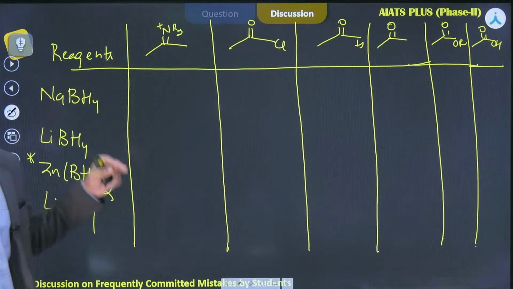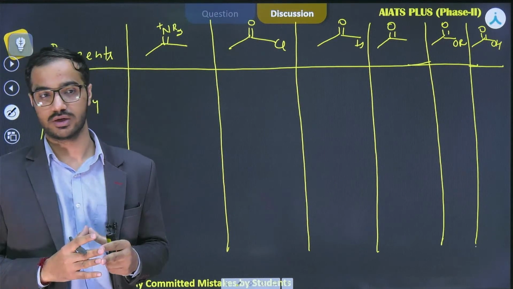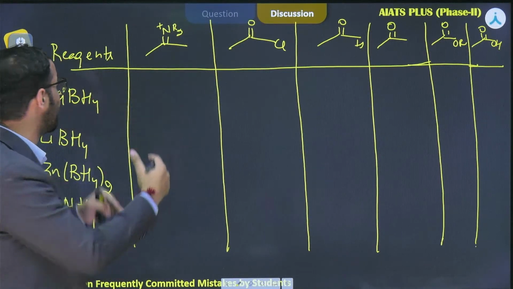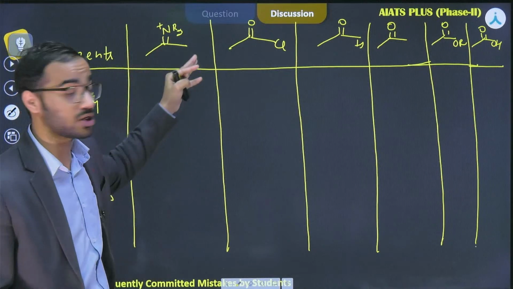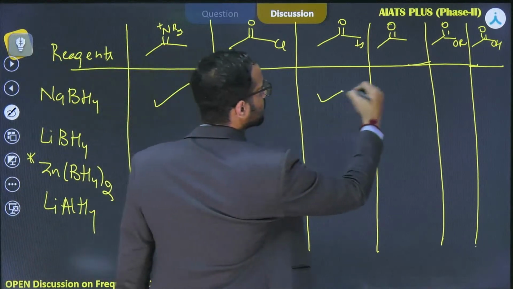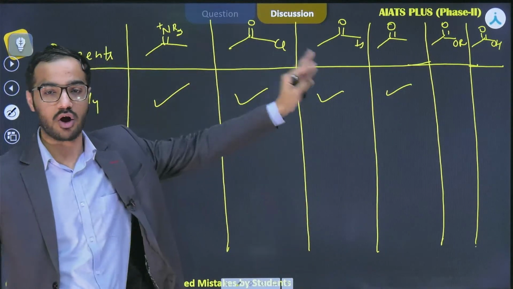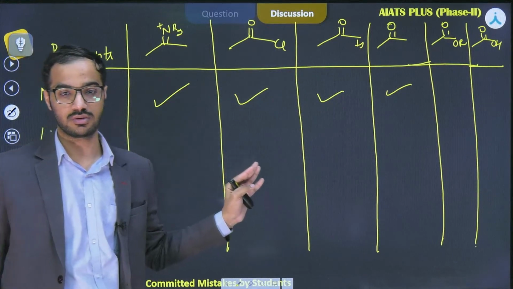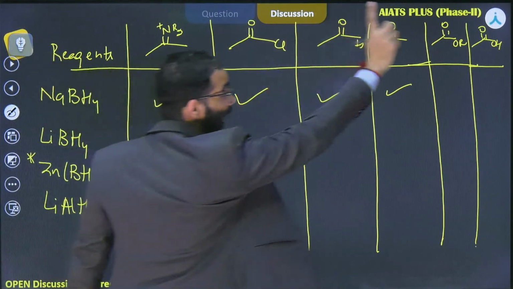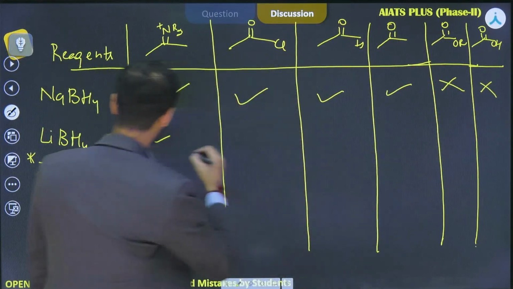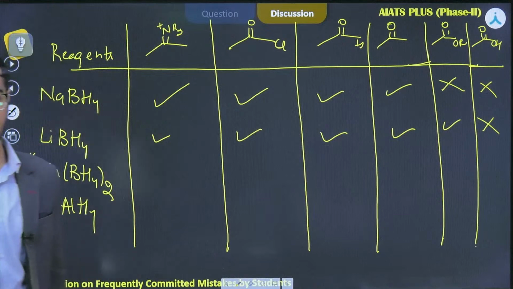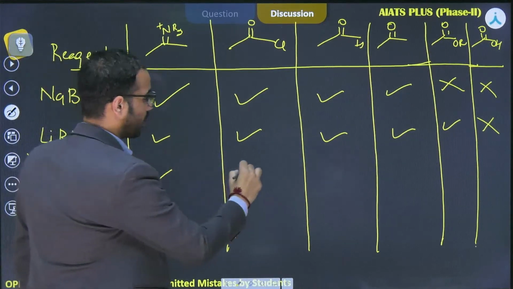NaBH4 has less nucleophilicity. So what will it undergo? NaBH4 will only get reduced, or we can say hydrogen will attack this position and form an amine on this. It means it will react with this, this, this, and this. Ester and acids will not be covered by this reaction. Now, LiBH4 can undergo a reaction with ester as well. Acid will not react with it. ZnBH4 will react with everyone.